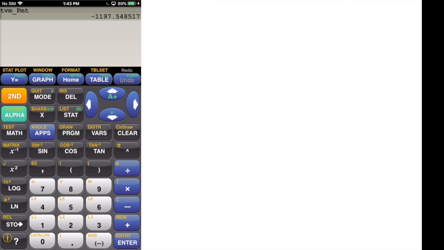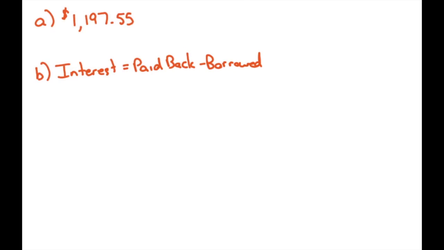Question B is asking for how much interest will Jose end up paying by the time he's paid off the loan in 20 years. Well, as we've dealt with before, the amount of interest is the difference between what is total paid back minus what is borrowed. Well, we know that Jose borrowed $202,500. We do not know how much Jose paid back. He paid back $1,197.55 each month, but we don't know the total that he paid back.